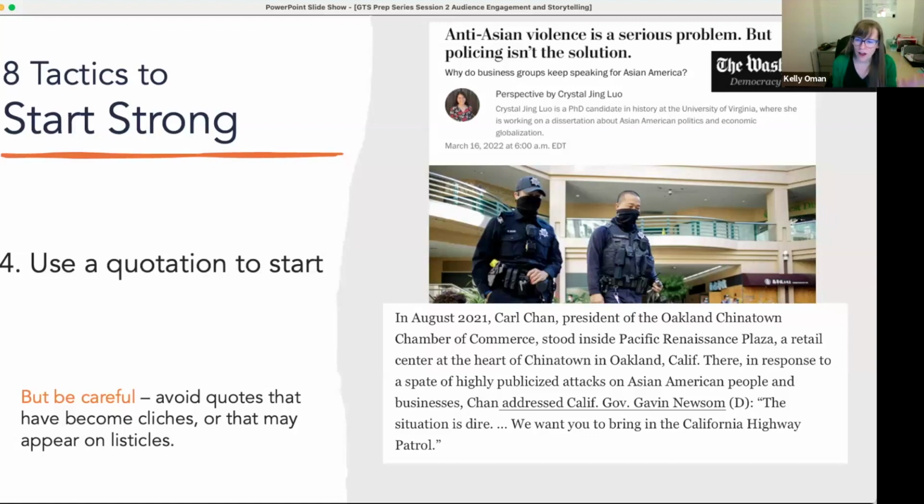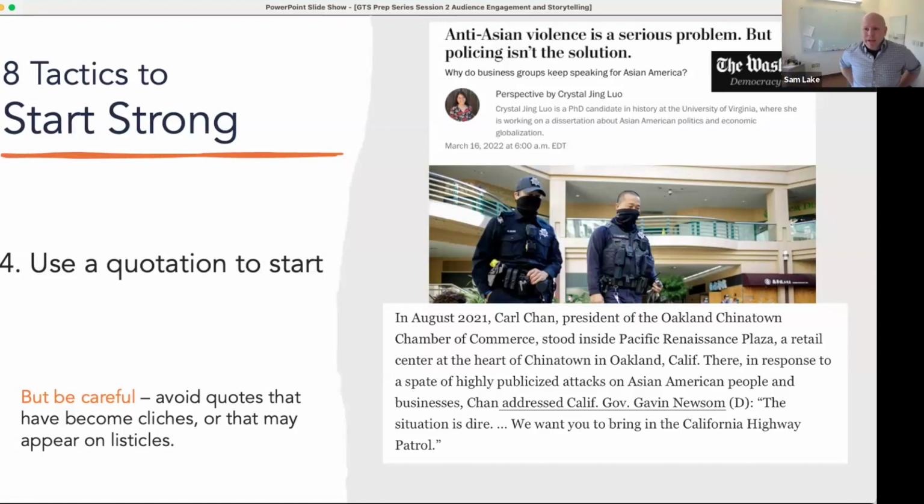I have taught so many freshman composition classes, and they do the high school research paper thing where you begin with a quote from Einstein and go from there, and the quotes of course never have anything to do with the actual paper. So I don't predict that's what any of you will do, but try to avoid things that might have become cliches or that could appear on listicles. Just really be strategic in what you're using and why.